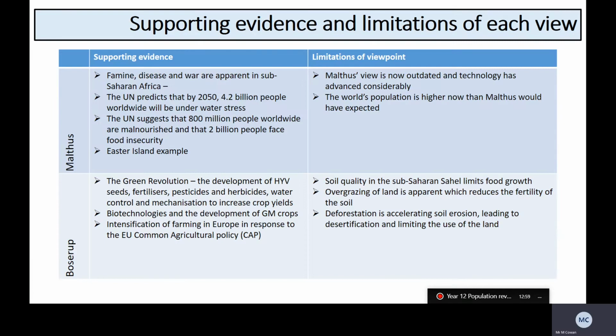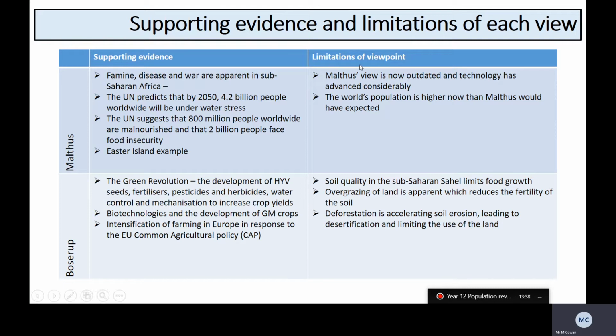So what supporting evidence exists for each view? Well, for Malthus, the supporting evidence is that famine, disease and war are apparent in sub-Saharan Africa. And equally, the UN predicts that by 2050, 4.2 billion people, sadly, worldwide, will be under water stress, where water is difficult to acquire. The UN also suggests that 800 million people worldwide are malnourished, and that 2 billion people face food insecurity. This demonstrates really that there's a number of views that support Malthus, that we are already reaching a point of carrying capacity which will have negative impacts on the planet.